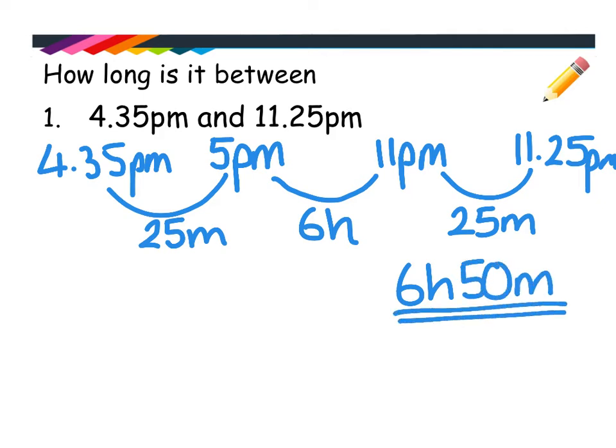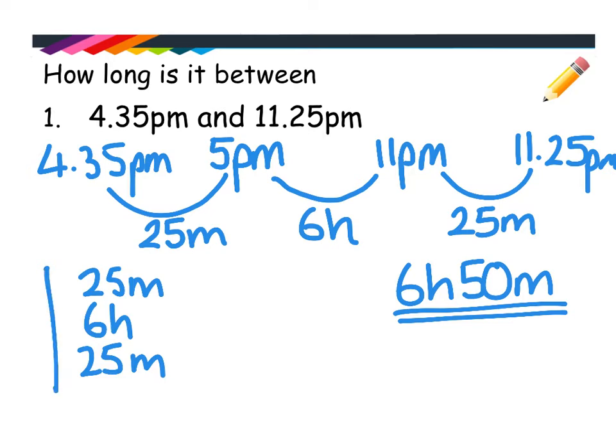Now I'm not saying you have to write it out with all the bumps each time. It could be simply in your head that you go, right, to 5 o'clock is 25, to 11 o'clock is 6 hours, to 11:25 is 25 minutes. That also counts as you working out the steps and then adding it up and getting 6 hours 50. So that's one method of doing it.